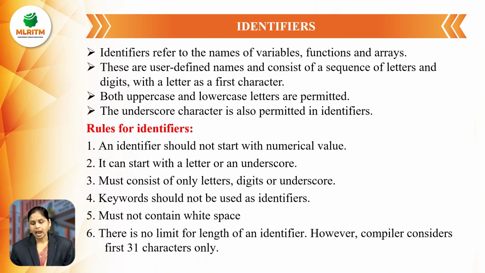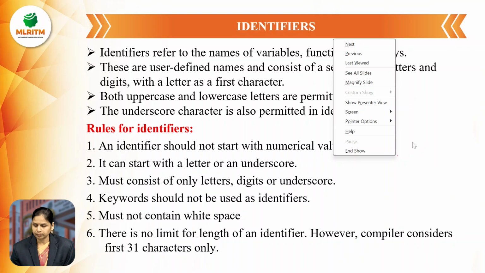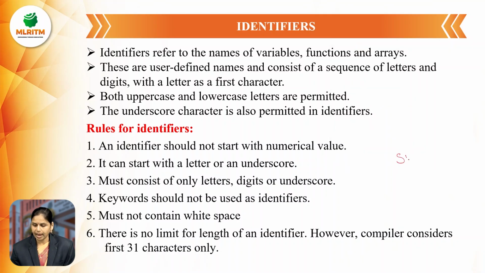The first one is identifier. Identifiers are required to give a name to a variable or function or array. If you want to use any name in programming, that name is called an identifier. When we use identifiers in programming, there are some conditions. Always an identifier starts with a character. The first letter in an identifier should be a character.